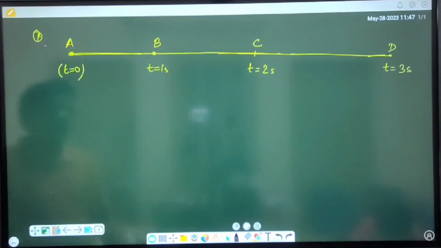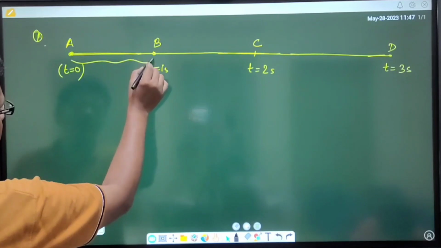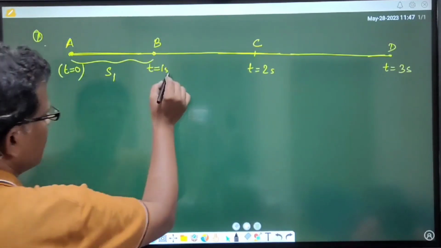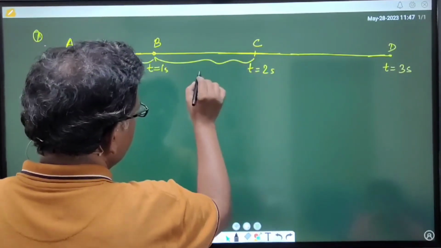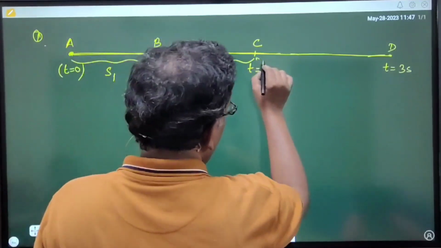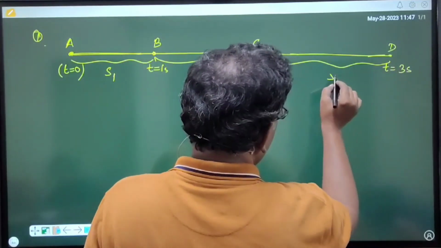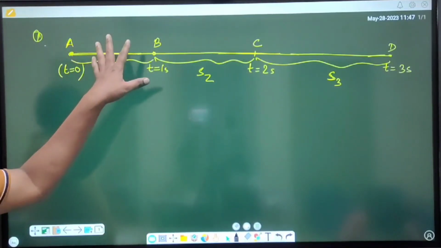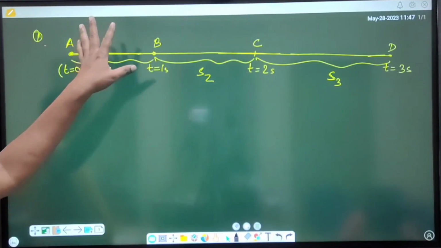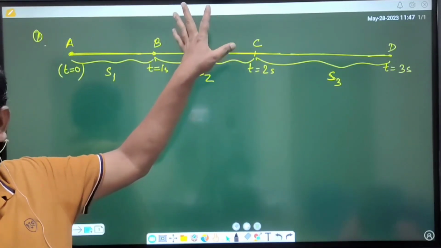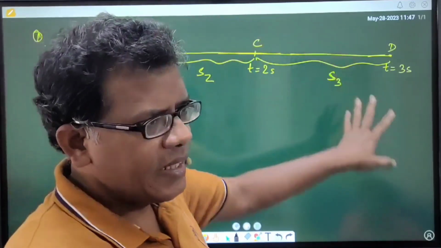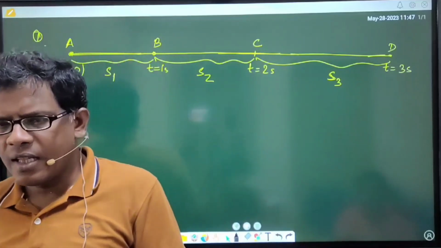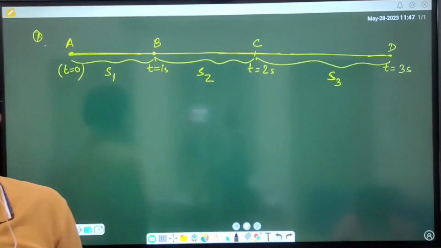We have to calculate this displacement. If it is S1, we need to know this displacement S2, and we need to know this displacement S3. Are you getting me? S1 is the displacement during the first 1 second, S2 is the displacement during the second 1 second, and S3 is the displacement during the last 1 second, or the third 1 second.